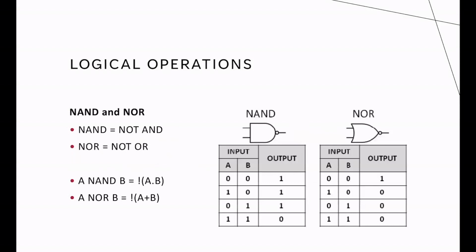And then there's NAND and NOR, which are NOT AND and NOT OR, right? So they're the opposite of AND and OR.